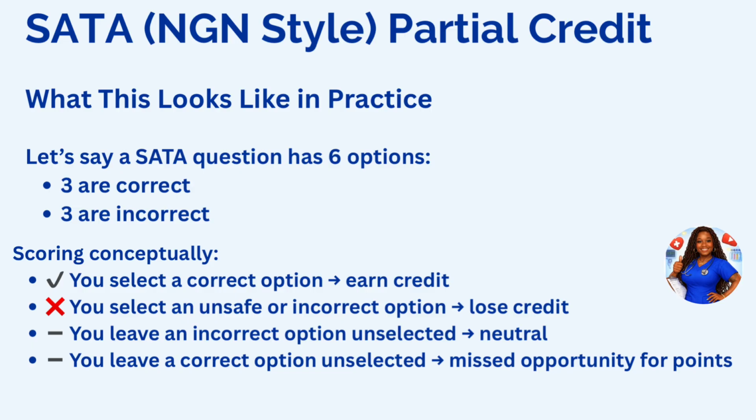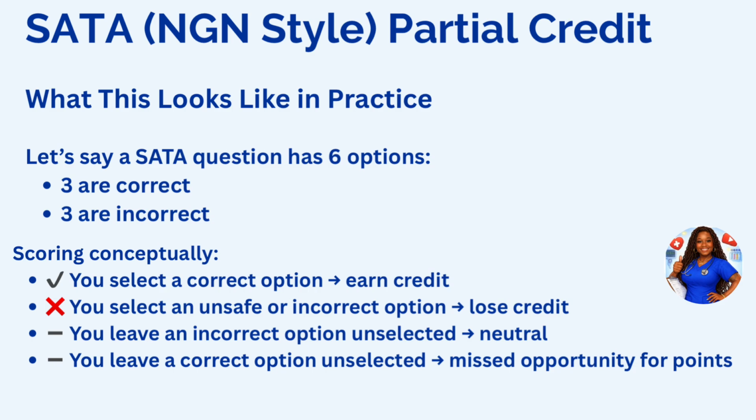Okay, let's talk about this big idea, partial credit. Each answer option is evaluated individually. So let's say a question has 6 options. 3 of them are correct and 3 of them are incorrect. Every single choice stands on its own. If you select a correct answer, you earn points. If you avoid an unsafe answer, you protect your score. If you choose an unsafe option, you lose points. This is huge because now the exam mirrors real life nursing. In real life, every decision matters, and that's exactly how NCLEX scores you.